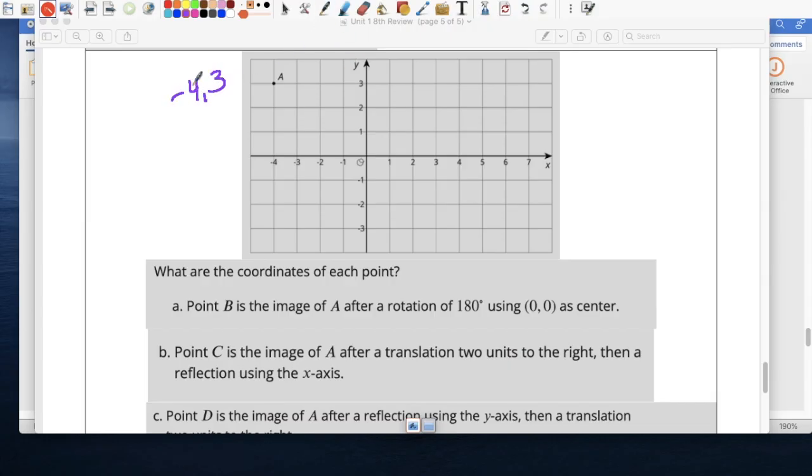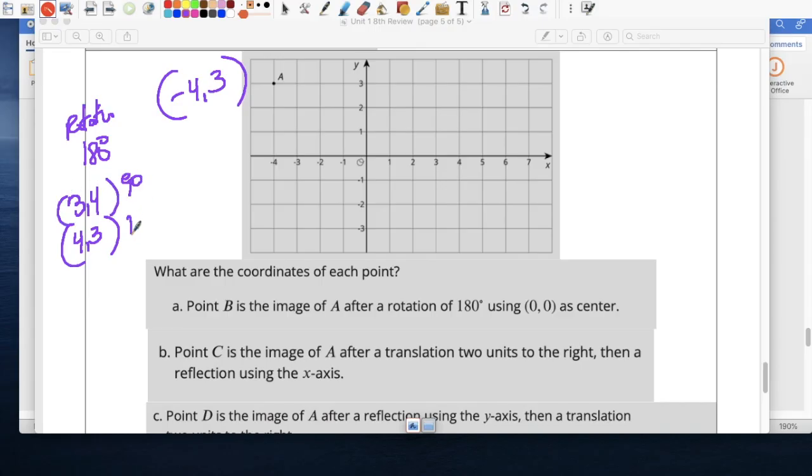-4, 3. Well, let's do A. Point B is the image after rotation of 180 degrees. So rotate this 180 degrees. Well, if you rotate this 180 degrees, remember your hands, rotation. The -4 and 3 is going to change twice. It's going to be 3 and 4. I'm going to ignore the signs, by the way, and then 4 and 3. So if you switch hands once, for 90 degrees, switch hands another time for 180. Now it's going to be 4, 3.